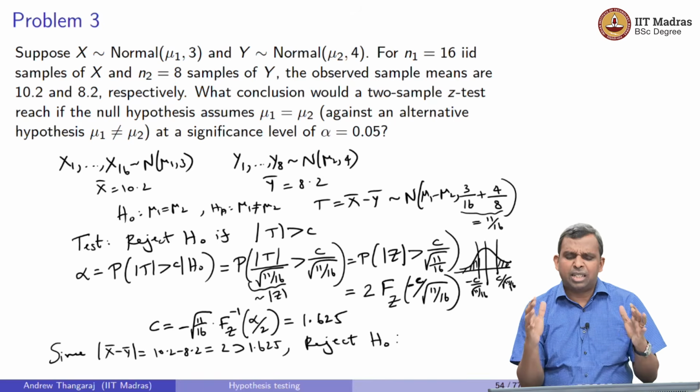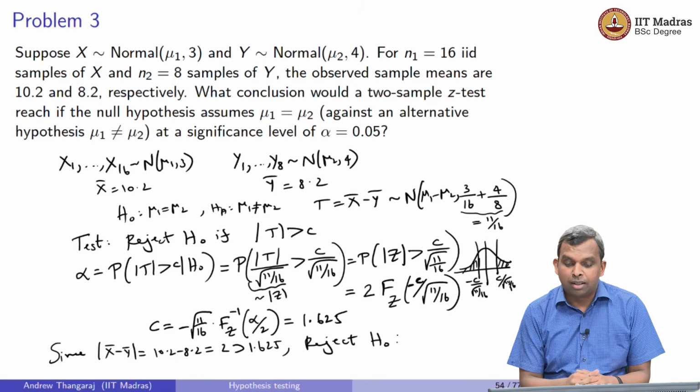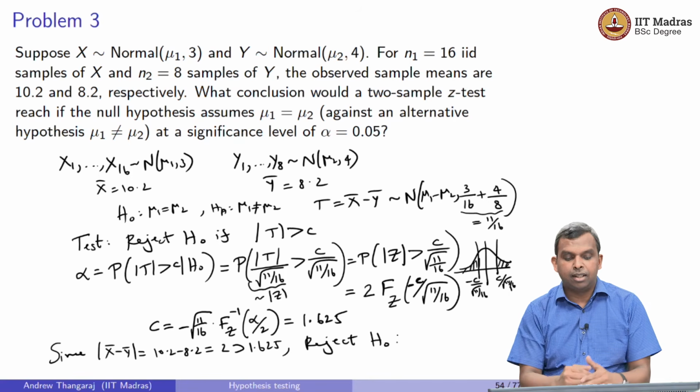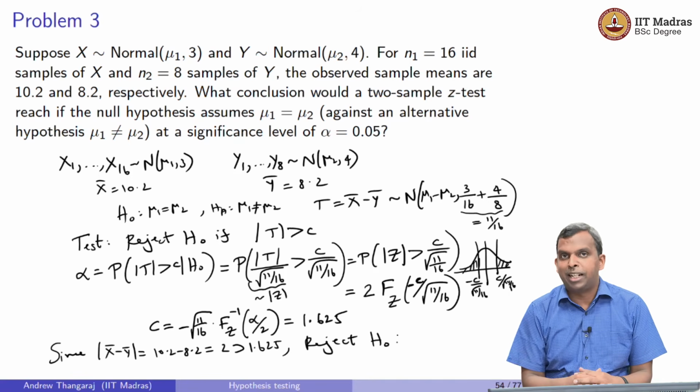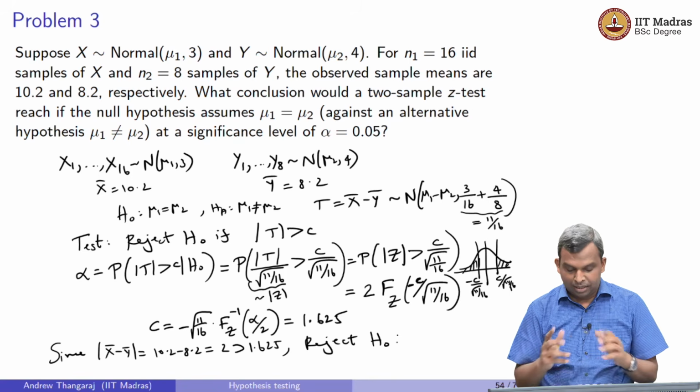Again, the steps are largely similar, except that you have to pay attention to the actual distribution of the test statistic, and then write down the formula for alpha in terms of the critical value, then go ahead and do the computation. Hope this is clear.